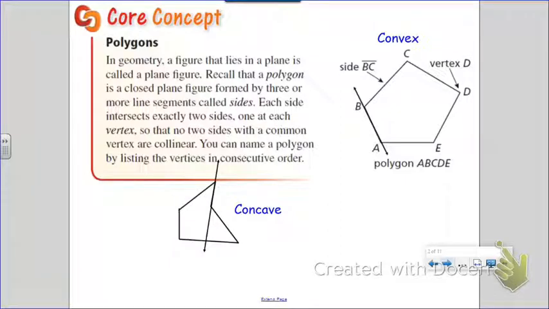There's an example of a convex polygon, where the sides don't intersect inside of the polygon, versus a concave polygon, where if you draw a line through any side, it would go through the polygon.